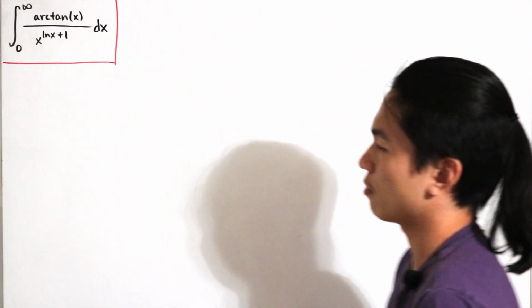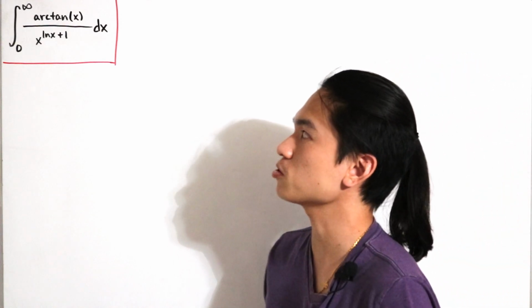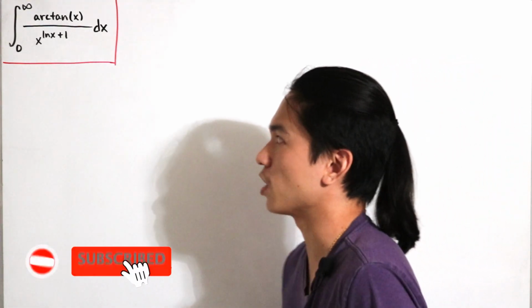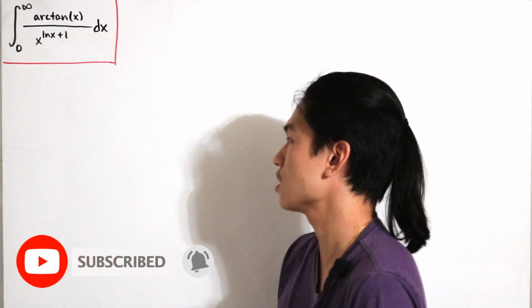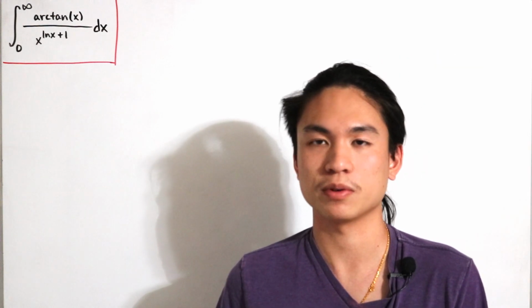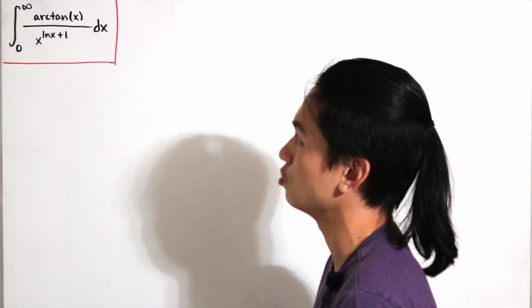In today's video we have an improper integral that involves the inverse arctangent and the natural log. Specifically, the integrand is arctangent of x divided by x to the power ln of x plus 1, dx. Today's video is going to be really short because this is not a difficult integral to compute.